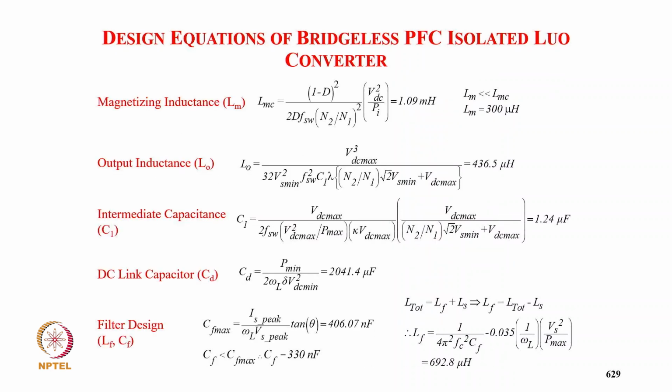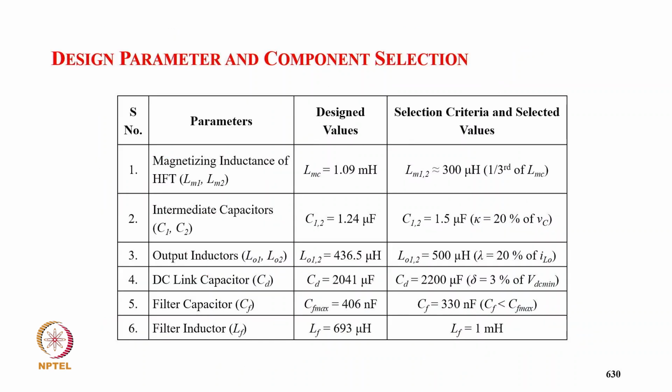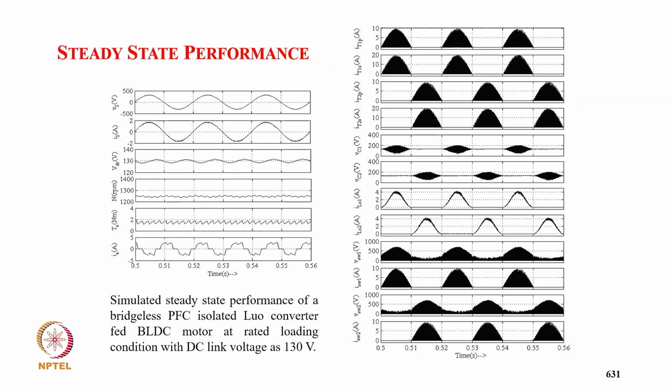We get the magnetizing inductance for DCM as 1 millihenry, but select 300 microhenry, and the output inductance 35.5 microhenry, designing in DCM. Then the intermediate capacitor is 1.4 microfarad, and the DC capacitor 204 is 1.4 microfarad, and the filter CF equal to 30 nanofarad and LF equal to 692.8 microhenry. These are the typically designed selected values.